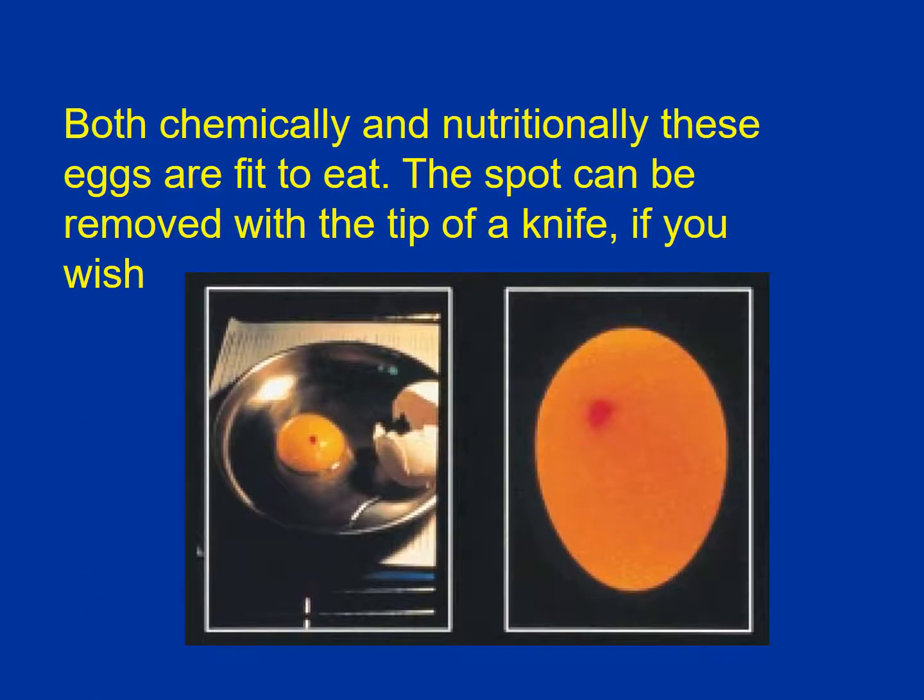As far as the quality of that egg with that blood spot, both chemically and nutritionally, these eggs are fit to eat. That blood spot may not be all that appealing, so just take a tip of a knife and remove it if you wish, or make scrambled eggs. Now, most eggs with blood spots are going to be removed while they process these eggs and carton these eggs, but once in a while, one will slip through.